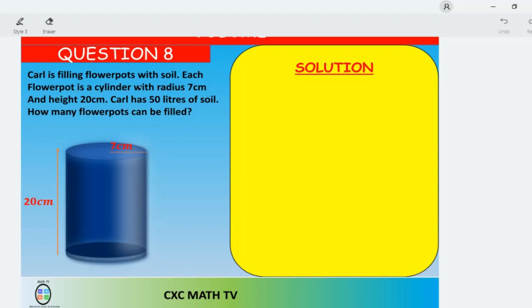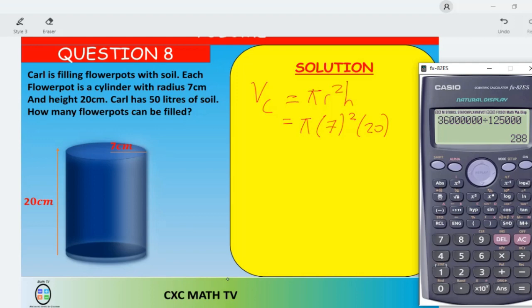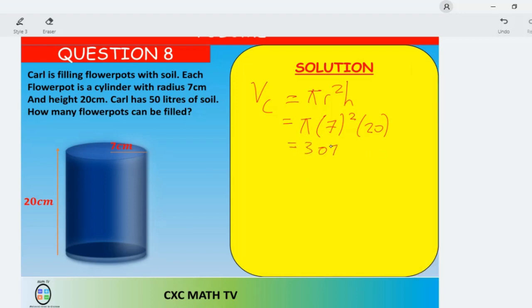All right, let's go. So now, remember, it says Carl is filling the flower pot. Each flower pot is a cylinder with radius 7 and height 20. Carl has 50 liters of soil. First thing is, let's find the volume of the cylinder. The volume of the cylinder is going to be pi r squared h. So this is pi times the radius 7 squared times the height 20. Put that in a calculator. So 7 squared times 20, then we multiply that by pi. So we get the volume is 3,079 centimeters cubed.